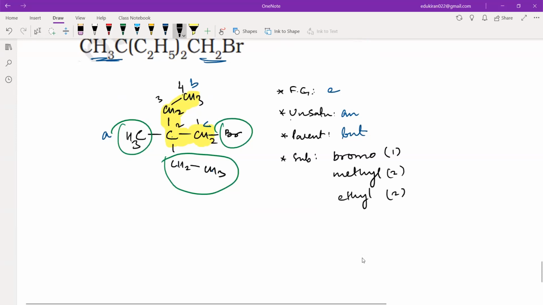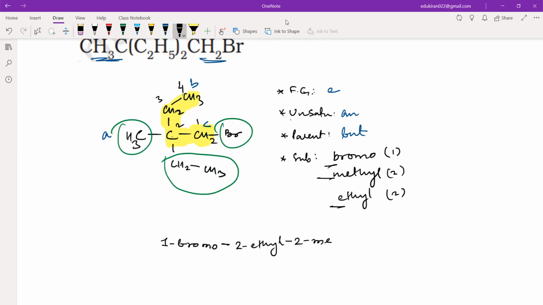अब यहाँ पे बताइए किसको सबसे पहले लिखेंगे, ब्रोमो को, मिथाइल को, या इथाइल को? ब्रोमो। सबसे पहले क्या हो जाएगा, 1 ब्रोमो, देन इथाइल. मिथाइल या इथाइल? इथाइल, 2 इथाइल, देन 2 मिथाइल, ब्यूटेन। क्लियर है? Yes, sir.